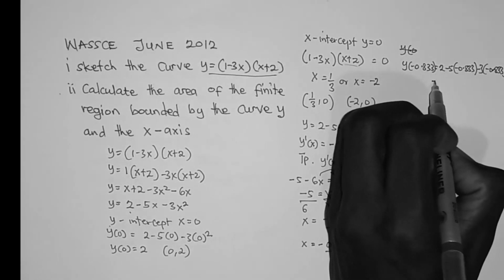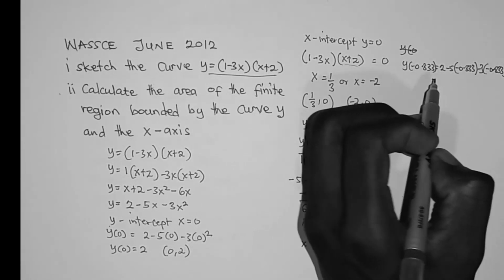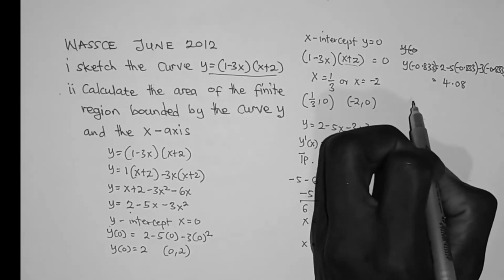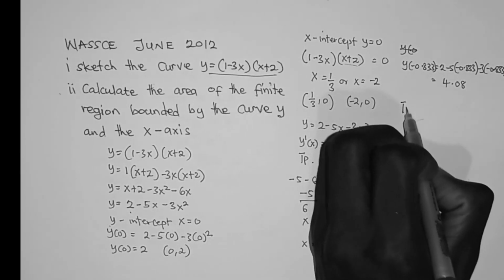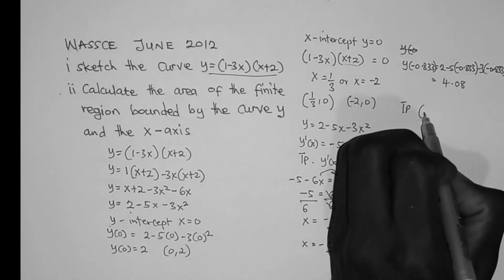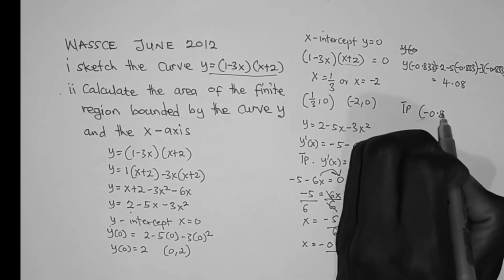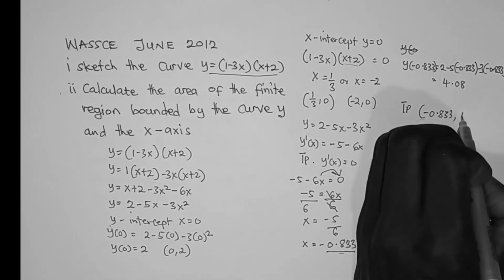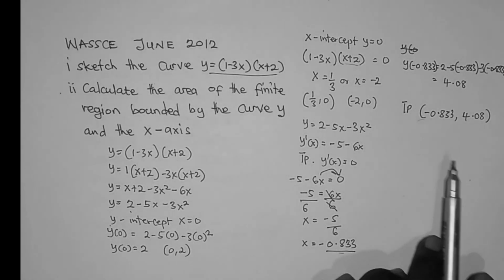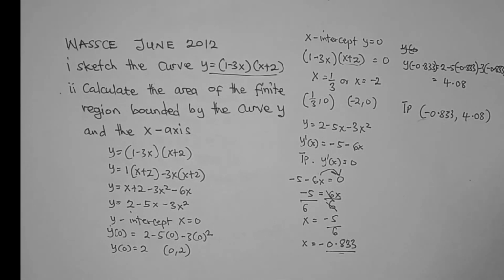So this is equal to 4.08. So the turning point TP occurs at the x value of minus 0.833 and the y value of 4.08. So let's go ahead with all of this information and sketch the curve.